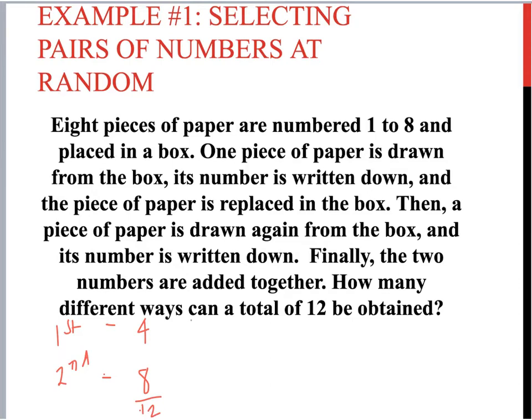I can draw a 5 the first time, draw a 7 the second time. I can draw a 6 the first time and draw a 6 the second time. I can draw a 7 the first time and draw a 5 the second time. And then finally I can draw an 8 the first time and draw a 4 the second time. All 5 of these ways are ways that I can obtain 12. So the different ways you can get a total of 12 is 5 ways.